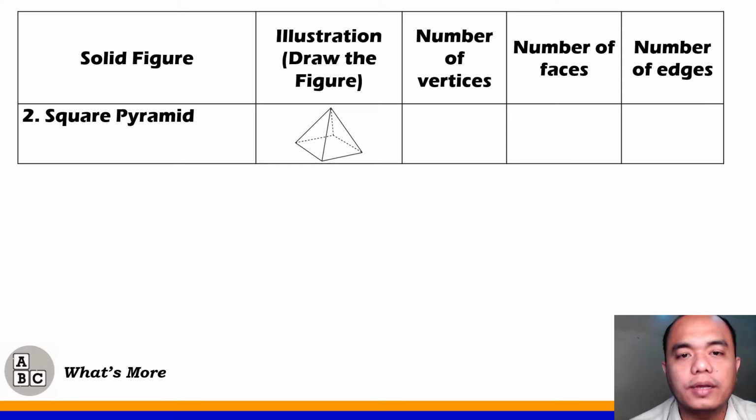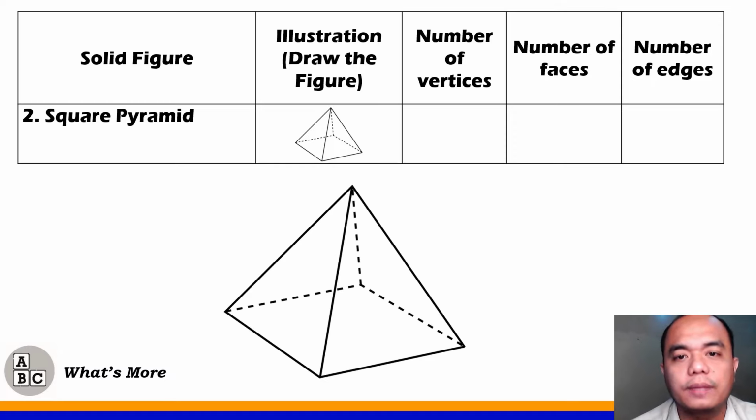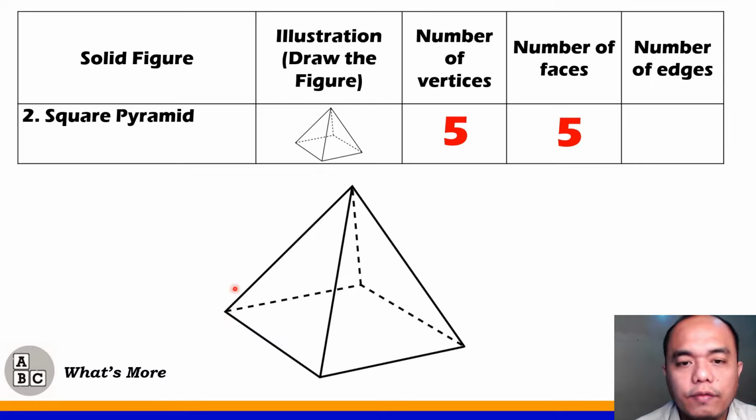Next is the square pyramid. And this is how you illustrate the square pyramid. Let's identify the number of vertices of the square pyramid. Let us count. 1, 2, 3, 4, and 5. So we have 5 vertices. Next, number of faces. It's the lateral faces first. 1, 2, 3, 4. And the base here is another face. We have 5. So 5 faces for a square pyramid. And number of edges. 1, 2, 3, 4, 5, 6, 7, and then 8. We have 8 edges for a square pyramid.